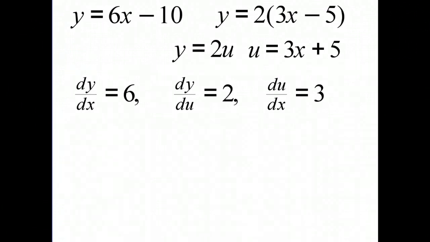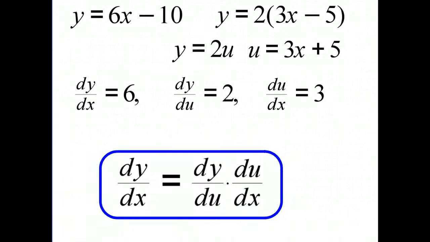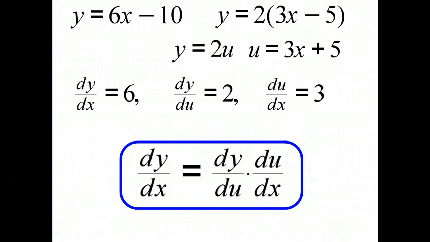We already know that. And we know that if we take the derivative of y with respect to u, well, that's just 2, because u is our variable here, and we just keep the coefficient of 2. And if we take the derivative of u with respect to x, it's 3. And you may notice the coincidence that 6 is equal to 2 times 3. And that, in fact, is not a coincidence. That is the chain rule. This is the chain rule right here, just saying that dy dx, when y is a composite function of x, you can simply take the derivative of y with respect to u and then multiply by the derivative of u with respect to x.